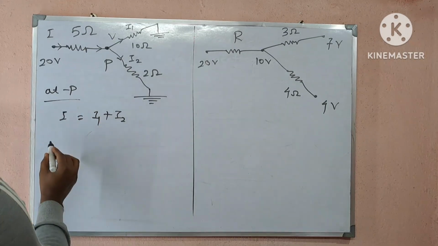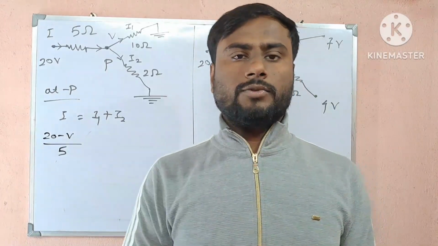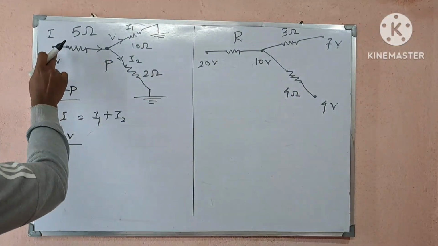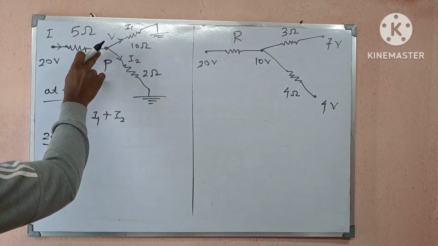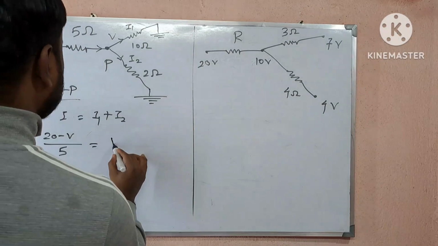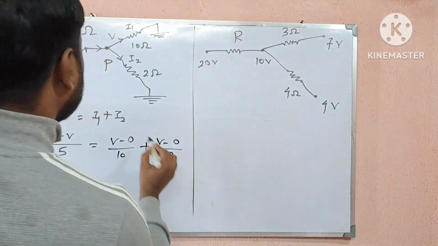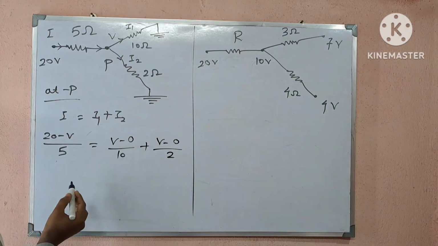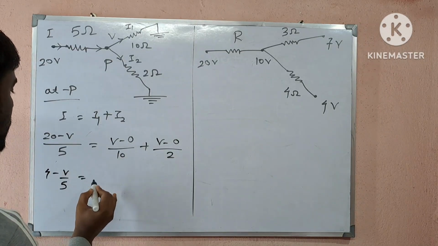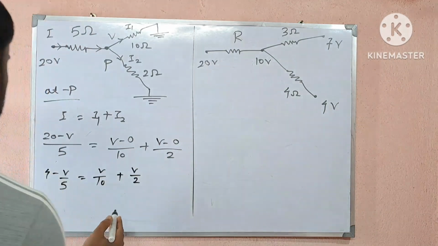Now according to the formula, what is the value of current I? From Ohm's law, I is equal to (20 minus V) divided by 5, because V equal to IR, so I equal to V by R, that means potential difference divided by resistance. The potential of that point is 20 and the potential of that point is V. And I1 is basically (V minus 0) by 10 plus (V minus 0) by 2. This is 10 ohm and this is 2 ohm. So that will be (20 minus V) by 5 is equal to V by 10 plus V by 2.